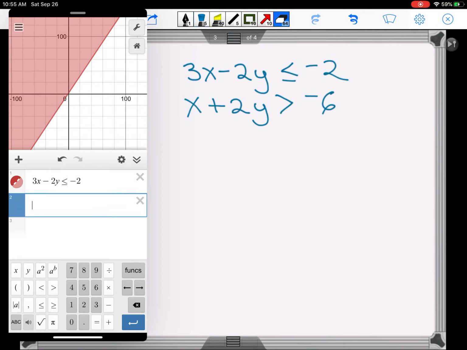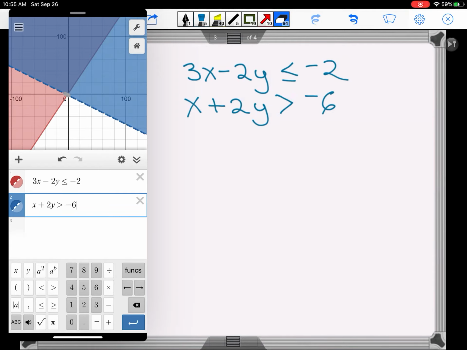Then I type in my second inequality, x plus 2y is greater than negative 6. It used a dashed line because I have a greater than symbol. It would have been solid if it was greater than or equal to. That blue region is the solution set for the second inequality.